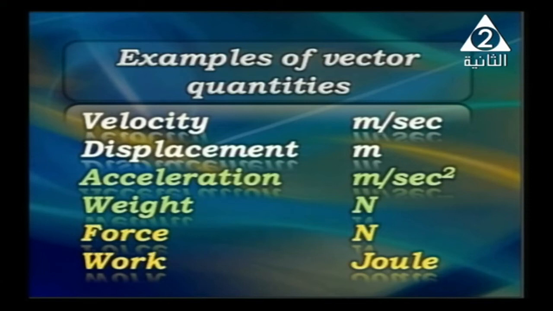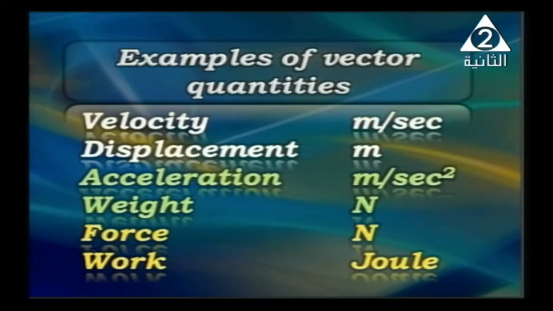So negative acceleration means decreasing the speed during time. And we have another one, like weight. Weight depends on what? It depends on gravity. So gravity has a direction, downward. So it has a direction, so it is one of the vector quantities.